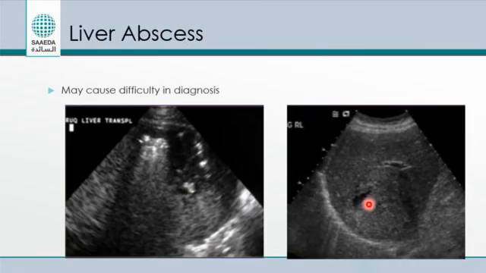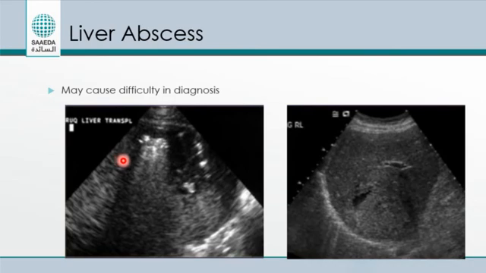Liver abscess can be confusing. If they are smooth, with thick wall, increased peripheral vascularity, they are easy to distinguish. However, if they contain gas bubbles, they might cause some acoustic shadowing and will make it difficult to see the posterior edge of the abscess.